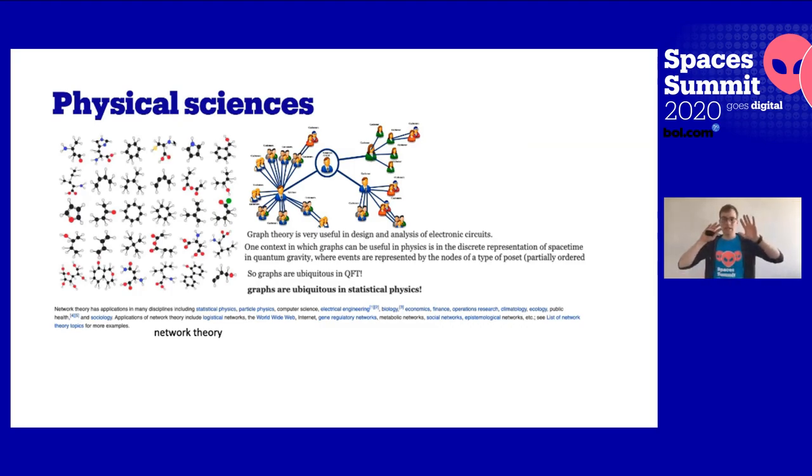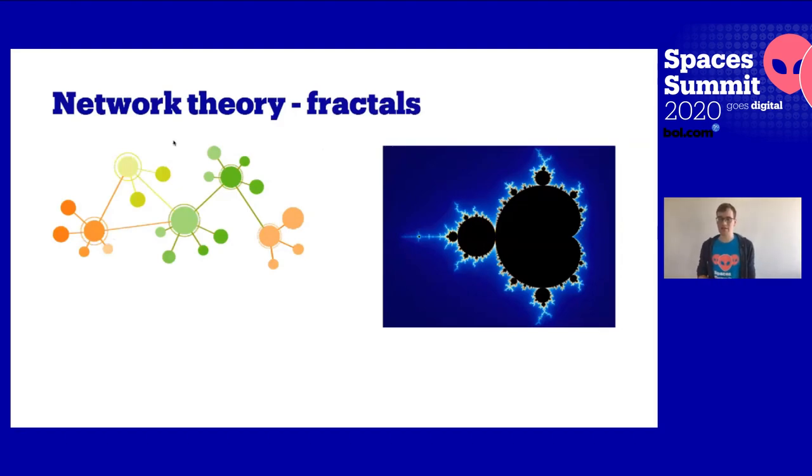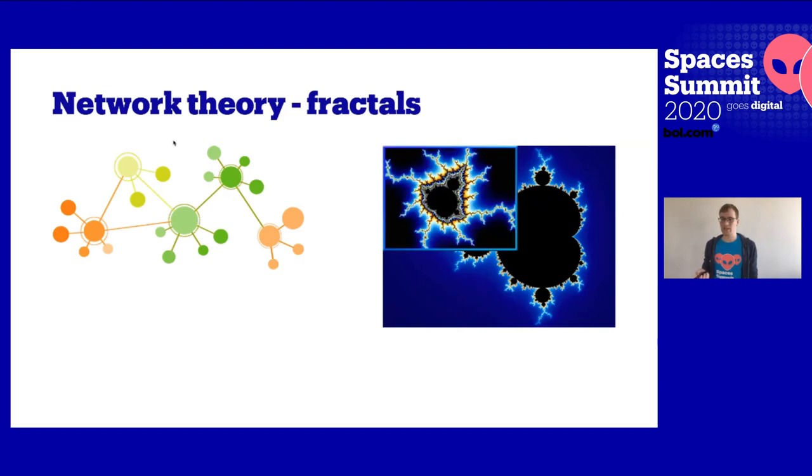Network theory, which is a branch of graph theory that separated from graph theory, because they said, okay, we want to study real life graphs. An example of that is fractal graphs. So you remember fractals, right? One of the most important things of fractals is the fact that they're self-similar at lower scales. So if you zoom in, they become similar to themselves. They have the same structure. And graphs in reality do the same thing.